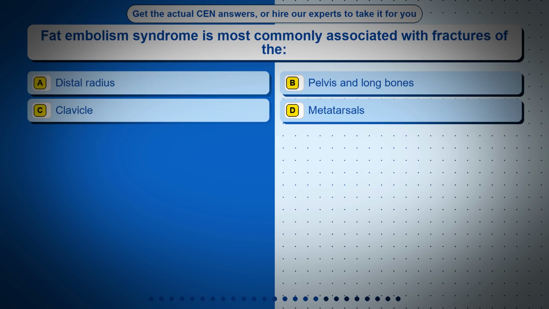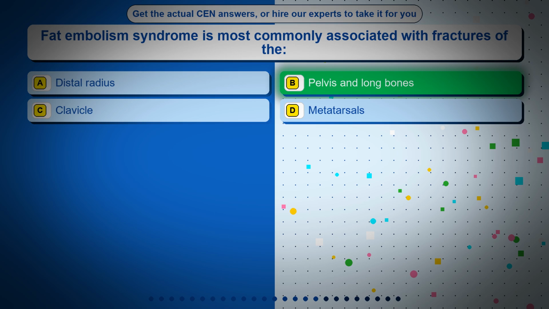Question 17. Fat embolism syndrome is most commonly associated with fractures of the Option A, distal radius, Option B, pelvis and long bones, Option C, clavicle, Option D, metatarsals. The correct answer is Option B, pelvis and long bones.